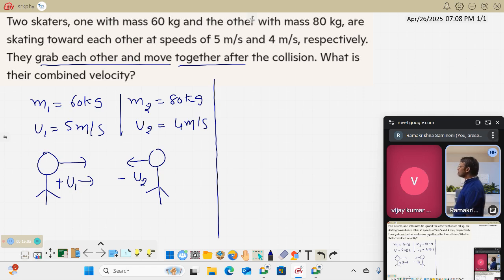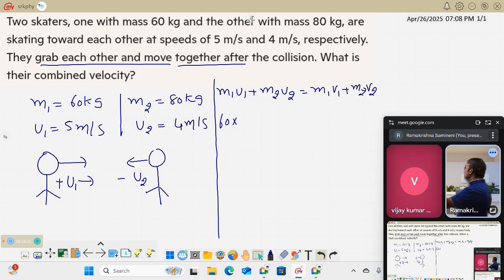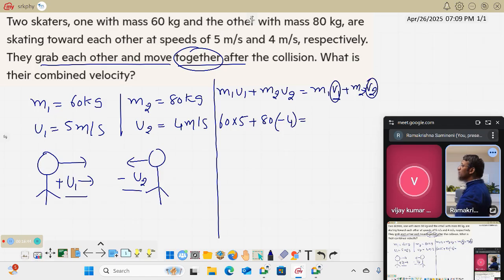What is their combined velocity? So m1 u1 plus m2 u2 is equal to m1 v1 plus m2 v2. What is m1? 60. u1 is 5, plus what is m2? 80. What is u2? Minus 4 you have to take, not plus 4, because if this is positive, this has to be taken as negative. Both are moving together, so v1 and v2 are the same values.